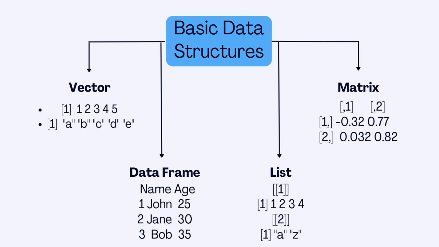In this video, we will be discussing the different types of data structures available in R and how to use them effectively in your data analysis projects. First, we will start with the basic data structures in R, the vector. Vectors are one-dimensional arrays of data and can be created using the combine function.